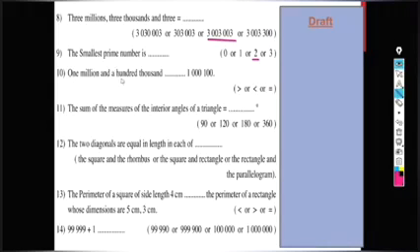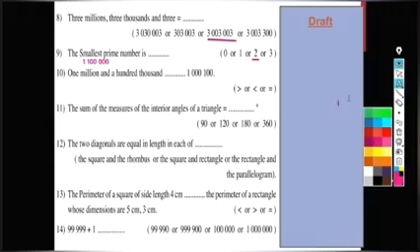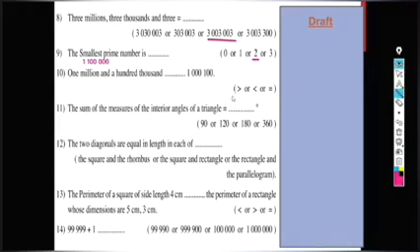Question number 10. 1,100,000, and I have here a number 1,100,000. Let's write the number in digits: 1 million and 100,000. Here, the sign must be greater than. The 100 here is in the units place, but the 100 here is in the thousand place. So 1,100,000 is greater than 1,100,000.